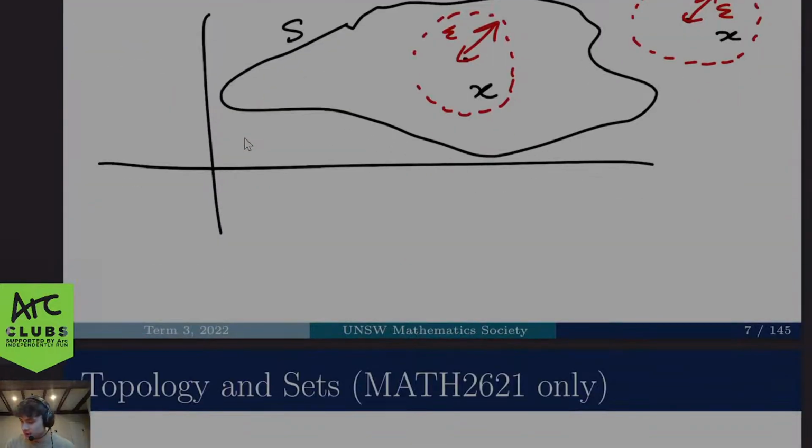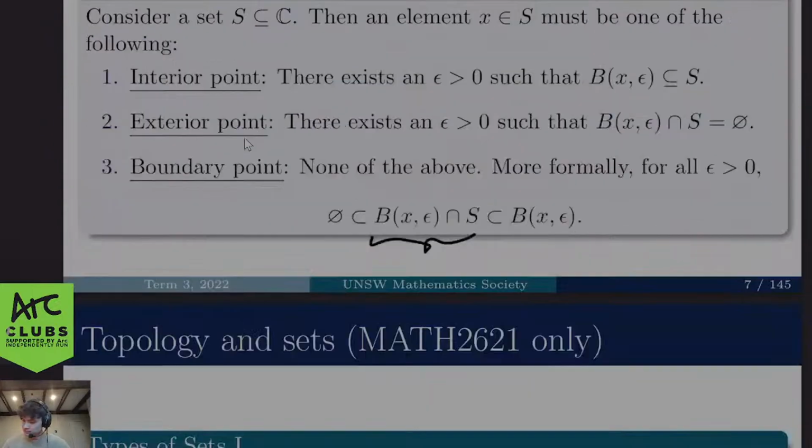Now, the best way of thinking about a boundary point is that you can see that this is informally on our boundary, right? And if we construct an open ball around this point with any radius, it doesn't matter, we can see that it contains points that are inside S, but it also contains points that aren't inside S, okay? So it lies on the boundary of S.